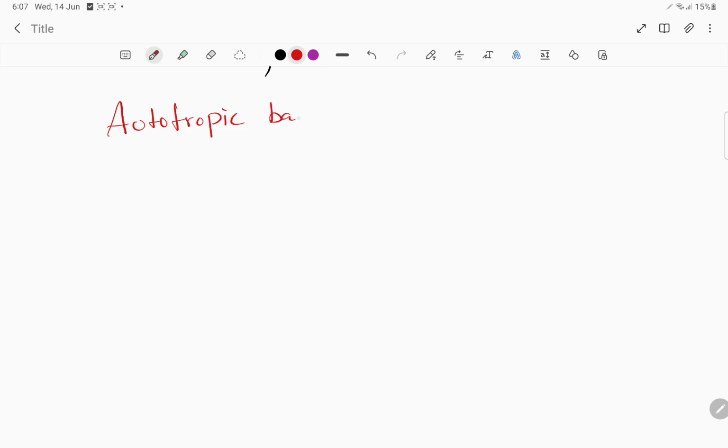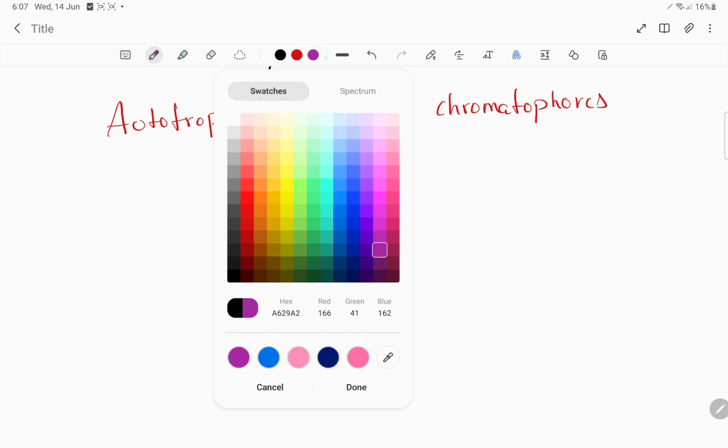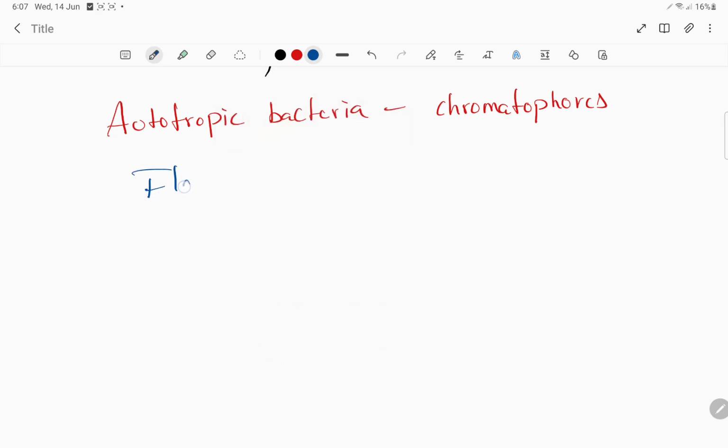Especially in autotrophic bacteria, these mesosomes we call chromatophores. Next thing we have flagella. So three things: flagella, pilli, and next fimbriae.